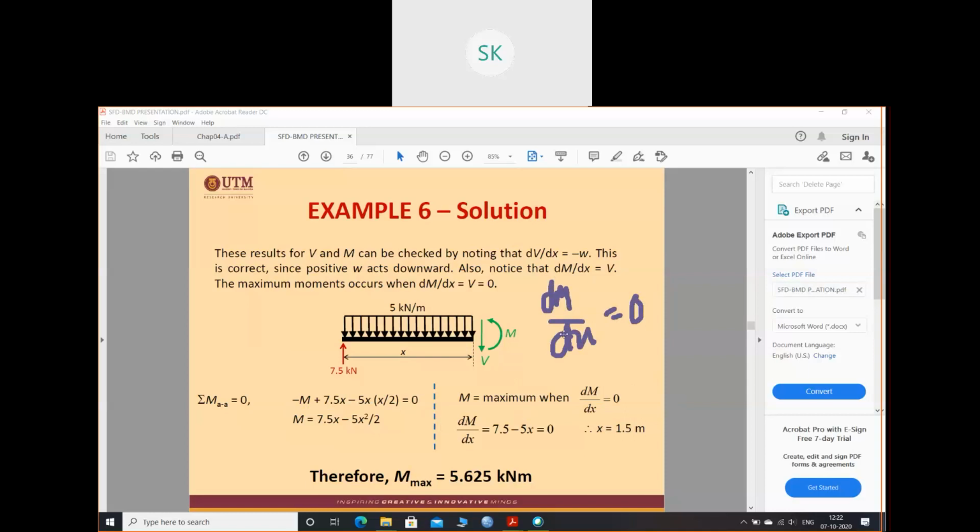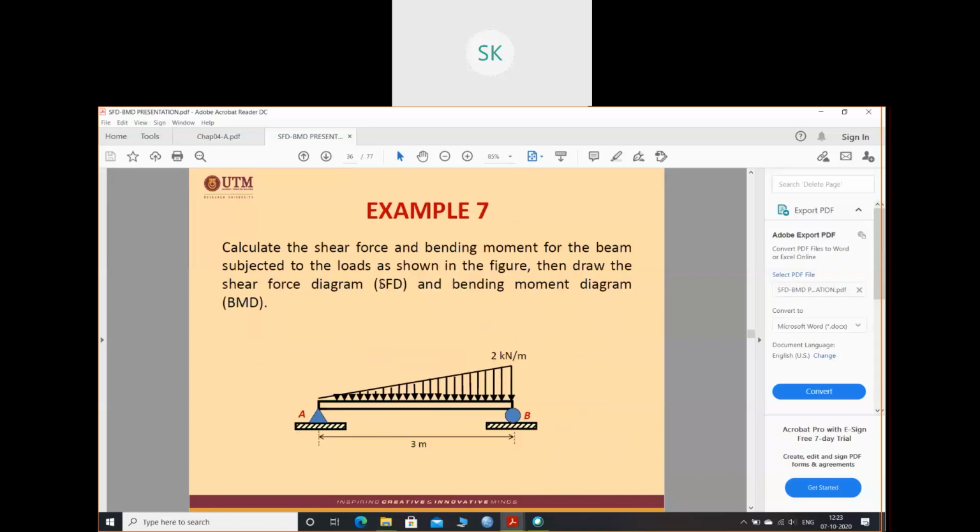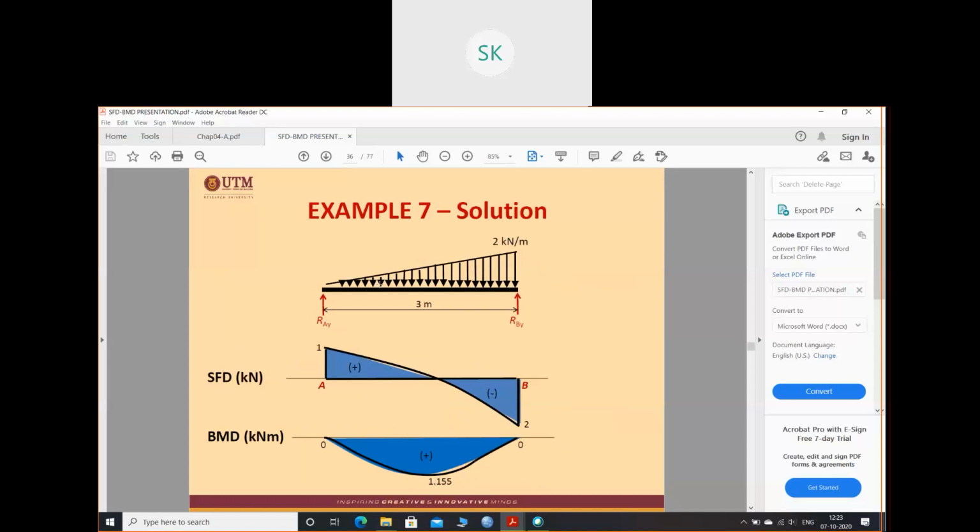So at what position is this moment maximum? Just differentiate it with respect to x, and you'll get this value. It says that at x equals 1.5 meter, you will get the maximum bending moment. This is the point where you will get the maximum, so you place the value of x at this position and you will get the value also. Maximum moment is 5.625. UDL we will discuss in the next class.